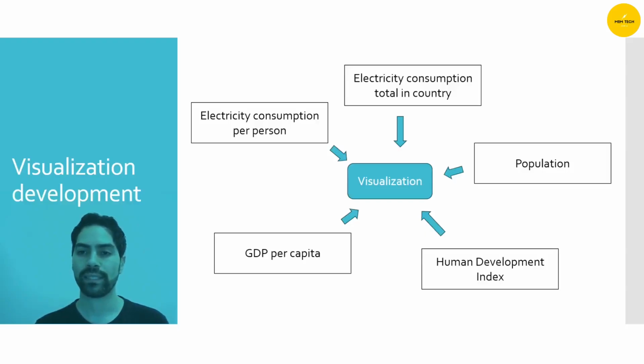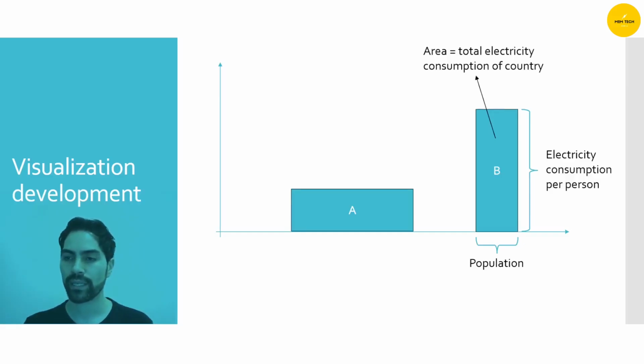Okay, now that we have all of that data, the challenge here was to find a way to put all of this together into one clear visualization. More specifically, I wanted to show these 5 items in one graph: the total electricity consumption of each country, the electricity consumption per person, the population of each country, the GDP per capita, and the Human Development Index.